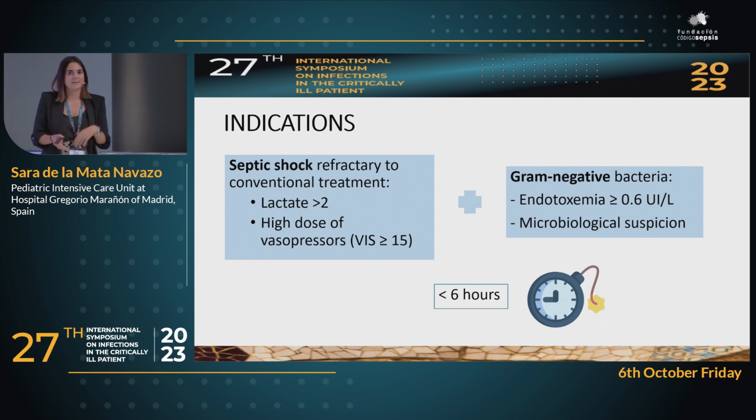So going back to the question that we were talking about at the beginning, when and why to indicate polymyxin HemoPerfusion in the pediatric intensive care unit, we suggest to use it in pediatric patients that have a septic shock refractory to conventional treatment and with gram-negative bacteria suspicion. We can indicate it if we have the endotoxin measurement, and this is higher than 0.6 units per liter, or we have a high microbiological suspicion of gram-negative involvement. It is important to start this as soon as possible, in the first 6 hours of patient care.